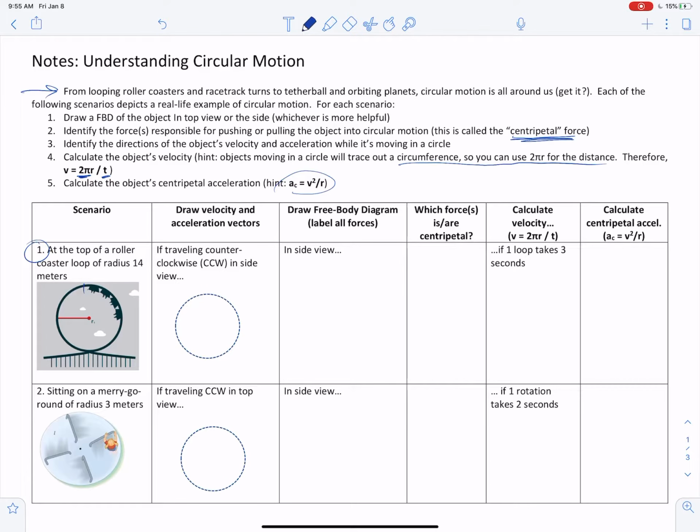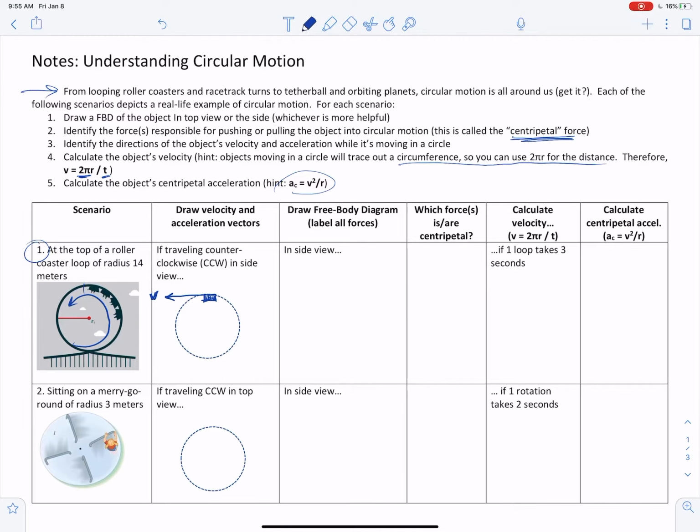Okay, so first, let's draw the velocity and the acceleration vectors. So we're focusing on this car at the top. And the velocity, first of all, so I mentioned we want to pretend that the car is going this way around, right? So at this particular moment, the car is going that way. That is the direction of its velocity. And how do I know that?